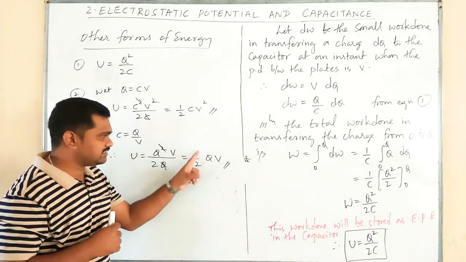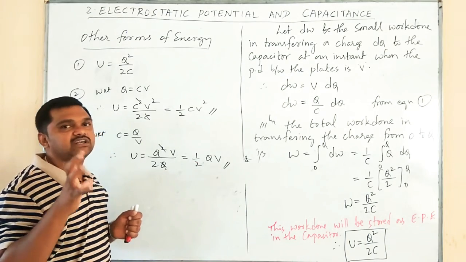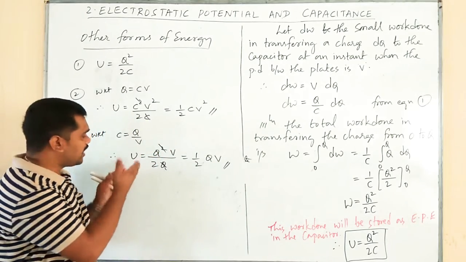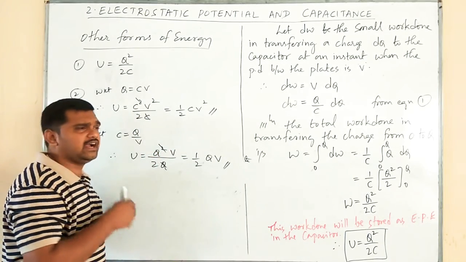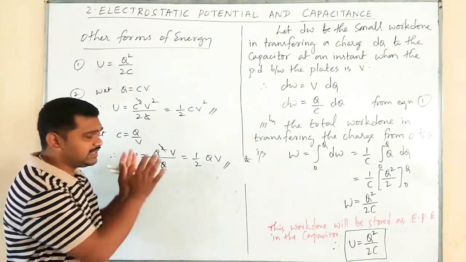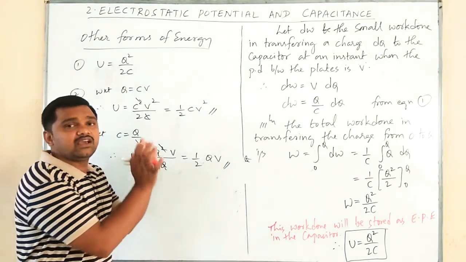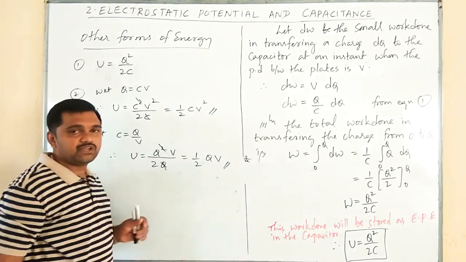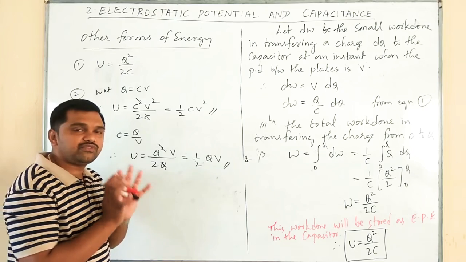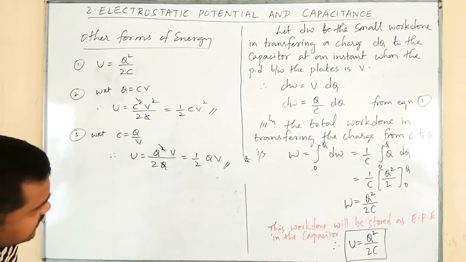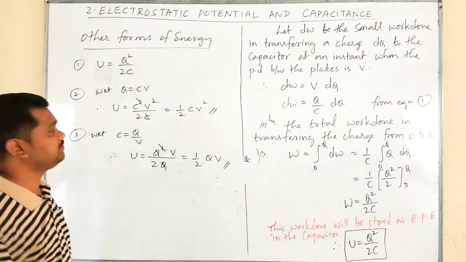Please remember, only 50% of the supplied energy will be stored in the capacitor. You have connected a battery and we have supplied 100 joule of energy, for example, then it can store only 50 joule of energy, like that. Half QV means a capacitor can store only 50% of the energy. Please remember, its efficiency is 50%.